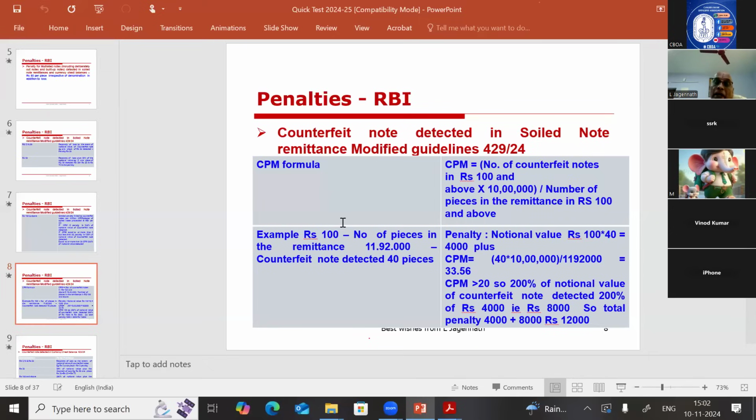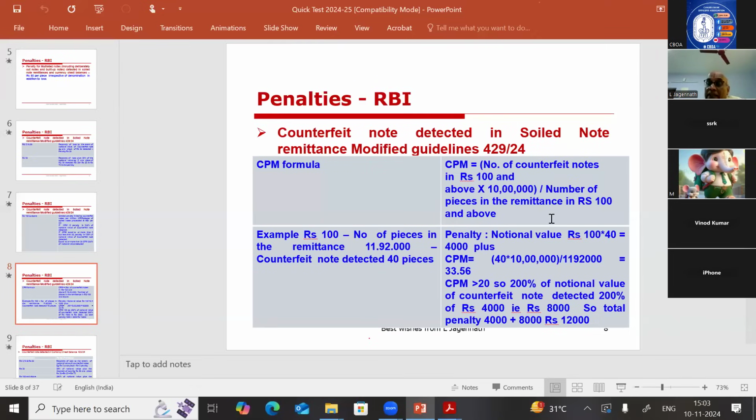For example, let us assume a 100 rupees soiled note remittance is sent to RBI. Let us assume the number of pieces in that remittance is 11 lakh 92,000, and RBI deducted counterfeit notes of 40 pieces. Now, what is the penalty that the bank has to pay to RBI? Total number of pieces in that 100 rupees remittance is 11 lakh 92,000, and 40 pieces are counterfeit notes. Then what is the penalty the bank has to pay?